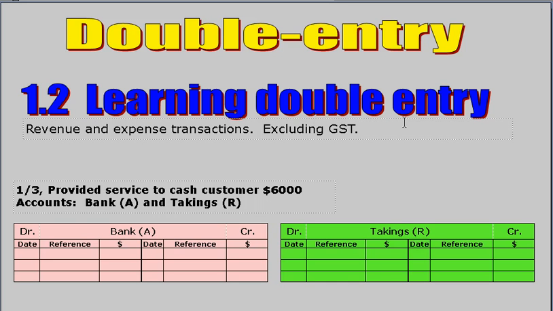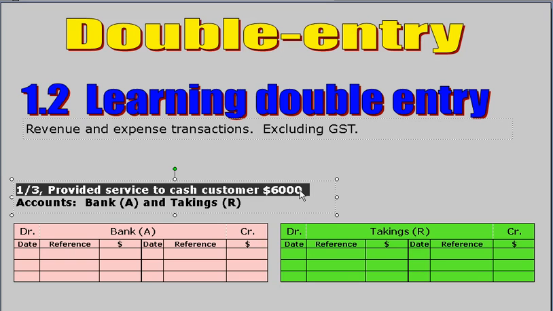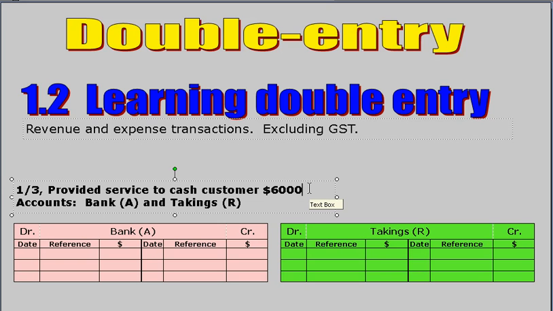Double entry accounting, we're now moving on to look at the impact of revenue and expense transactions in double entry accounting. We're going to exclude GST transactions for the moment. The first transaction on the 1st of March is providing a service to a cash customer. This is for a service business, so this would not apply in a trading type business.